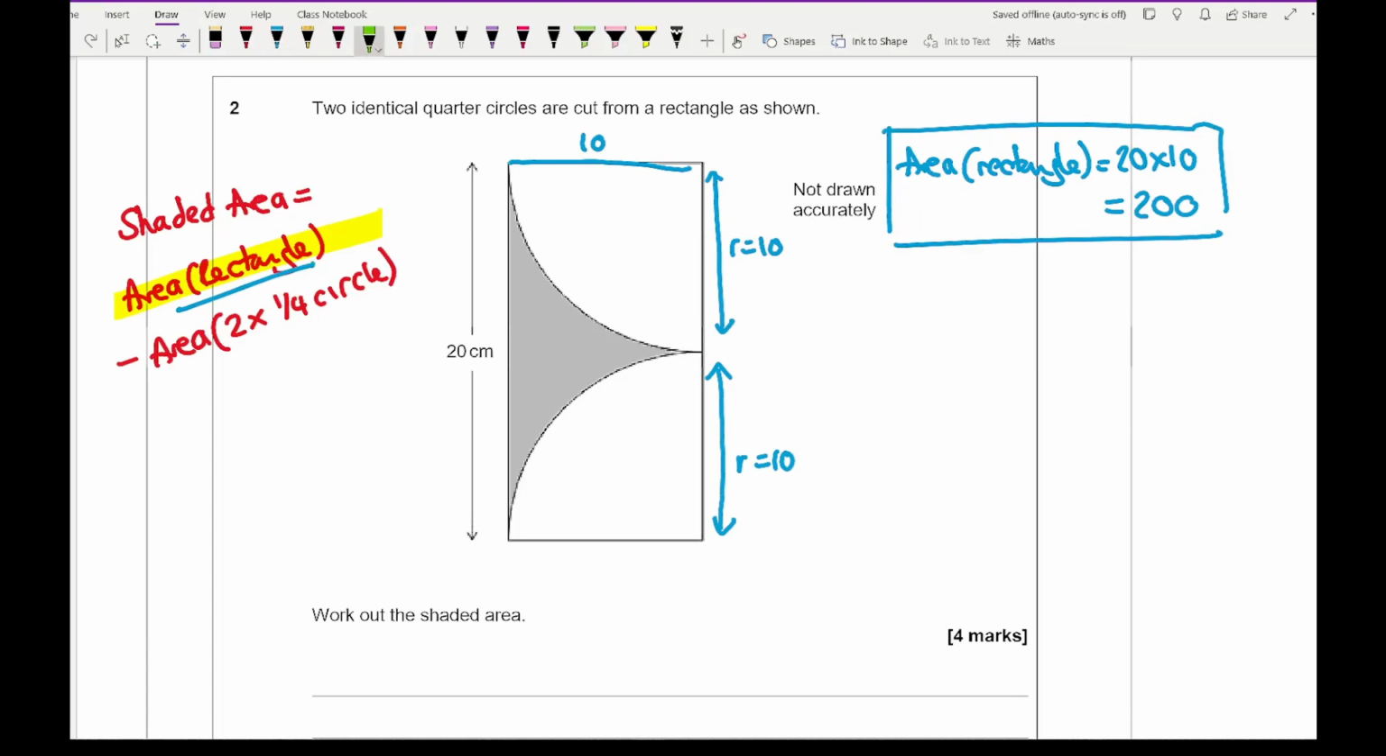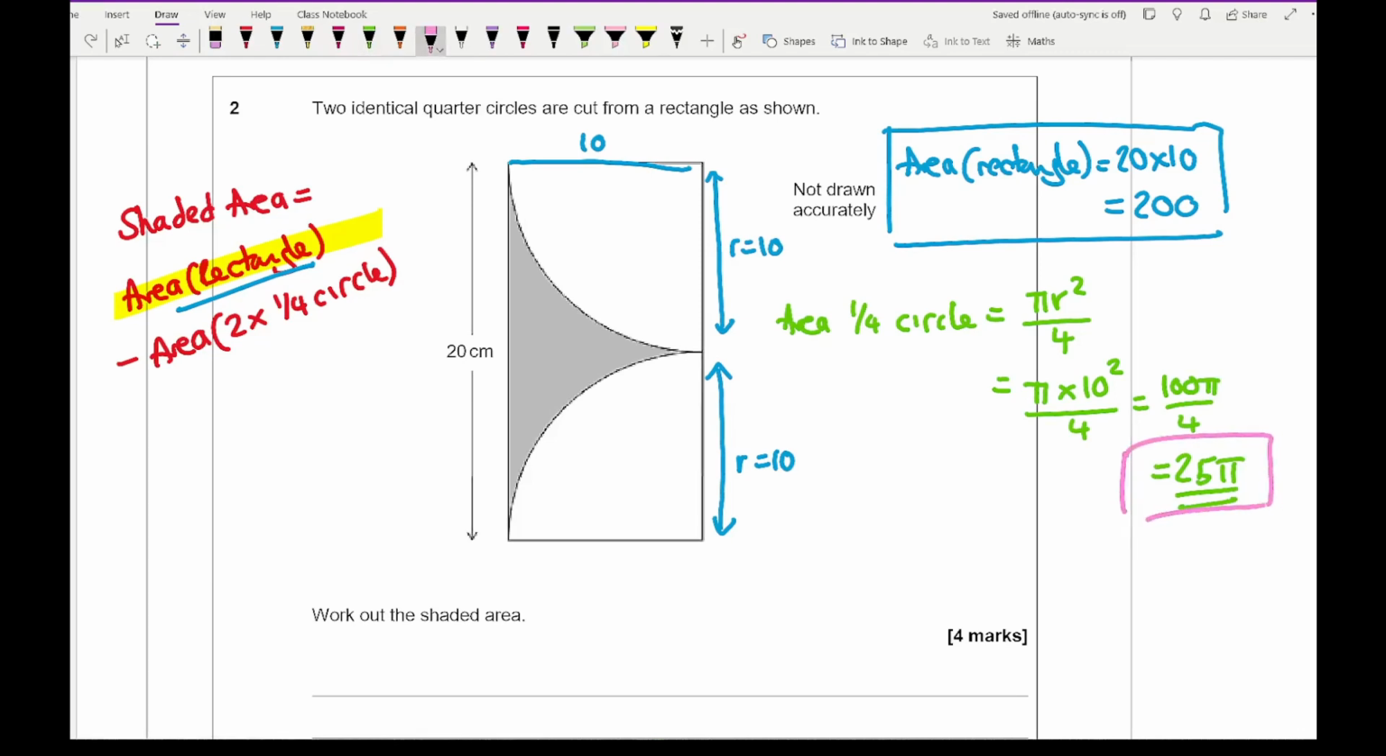So then what's left for me to do is work out the area of the quarter circle. Now the area of a full circle is pi r squared, so a quarter circle is going to be pi r squared over 4. So substituting numbers in, I get pi times 10 squared divided by 4. 10 squared is 100, so it's 100 pi over 4, which gives me an answer of 25 pi. So then, I'll just put a little box around that.